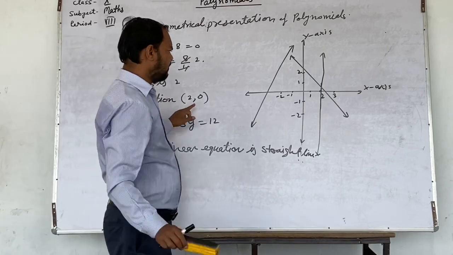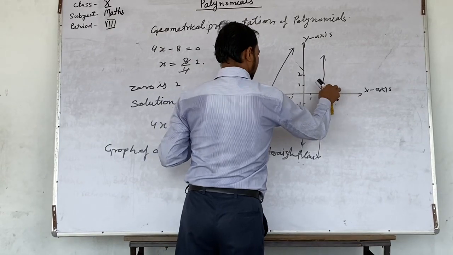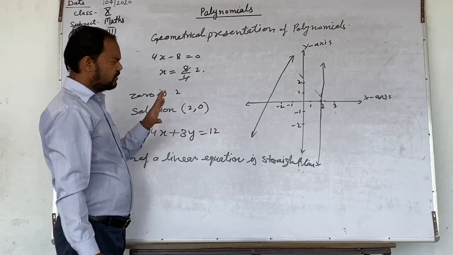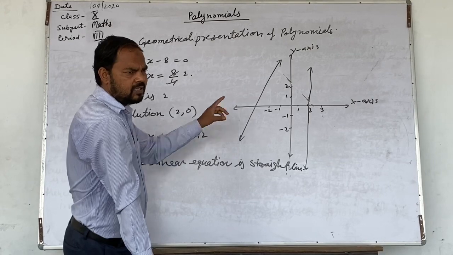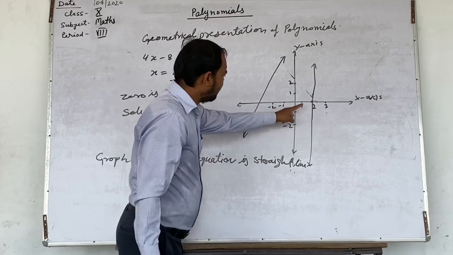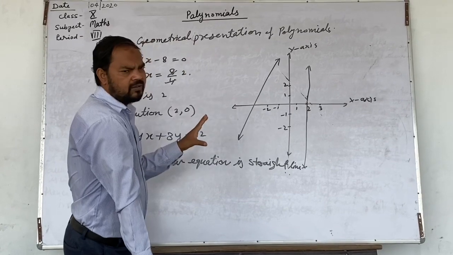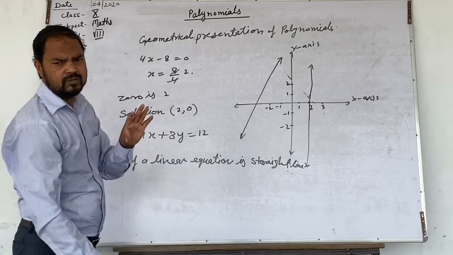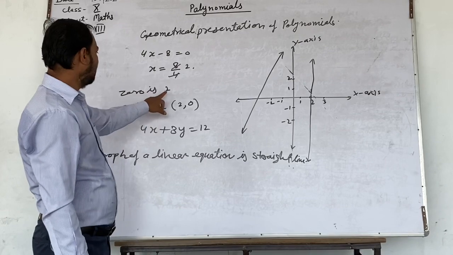This graph we have drawn as a practical. It intersects the x-axis at a point that is (2, 0). So the graph intersects the x-axis at this point. This point is called the zero of the polynomial. In other words, this 2 can be said to be the zero of the polynomial. Means the graph of any polynomial intersects the x-axis at some points, and all these points are zeros of the polynomial.